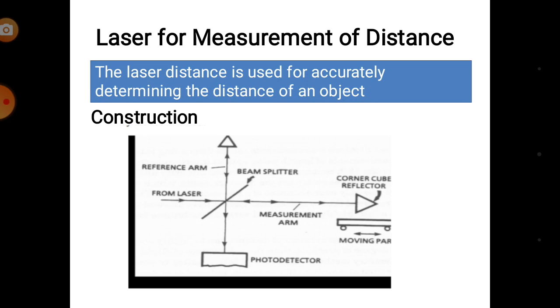Construction: light from the laser is directed to the beam splitter, and the beam splitter reflects it in two directions. One is the reference arm and the other is the measurement arm. The measurement arm is reflected to the corner cube reflector, and the corner cube reflector determines the distance of an object, and the photodetector is used to record.